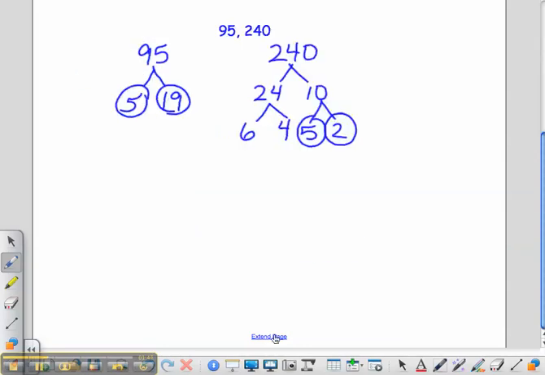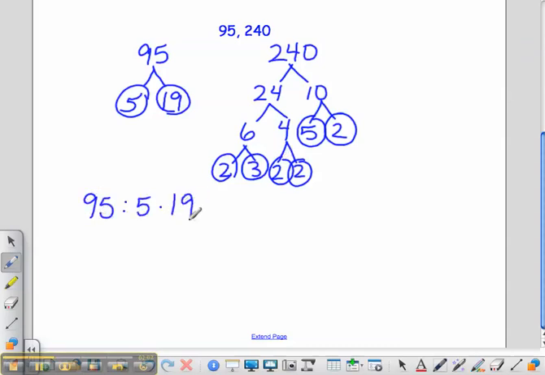Those are both prime. 6 is 2 times 3, 4 is 2 times 2. So the prime factorization of 95 is 5 times 19. The prime factorization of 240 is 2 times 2 times 2 times 2 times 3 times 5.